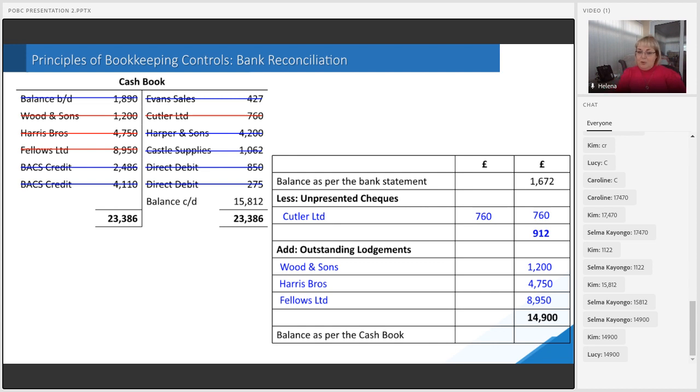So this is the moment of truth. Does the £912, when added to the 14,900, give me the magic number? And what is that magic number, guys? What should it come back to, or what does it come back to? Perfect, Kim. Well done. Yeah, absolutely. So £912 adding to the 14,900 does indeed give me what the balance as per the cash book is.